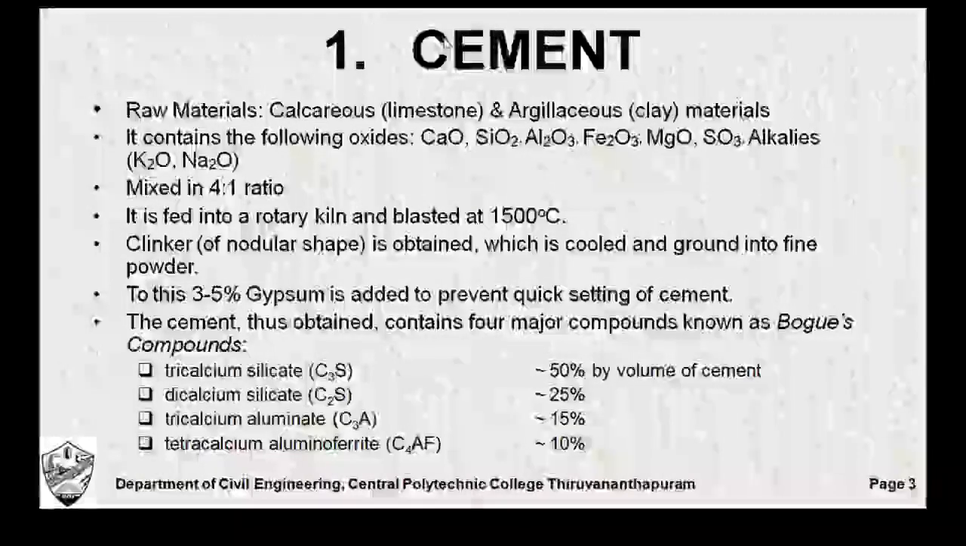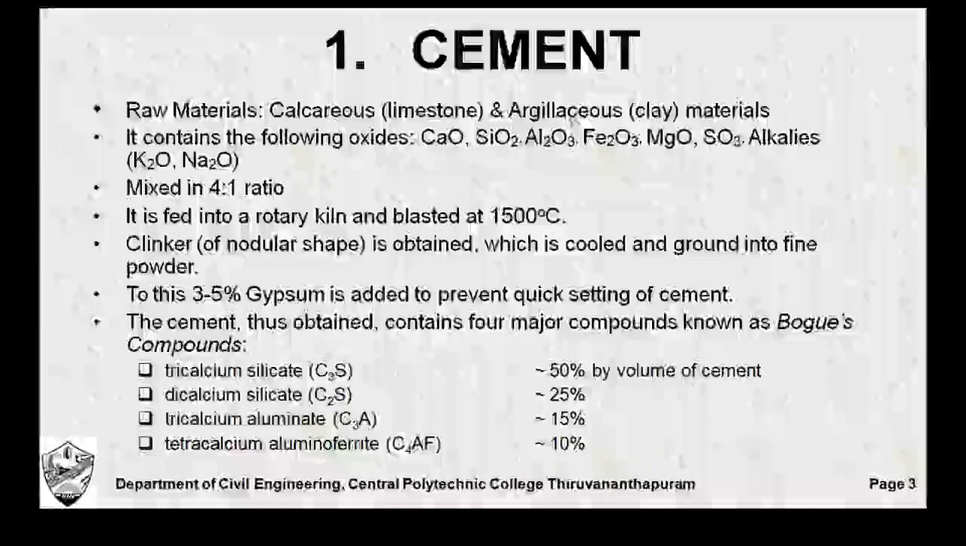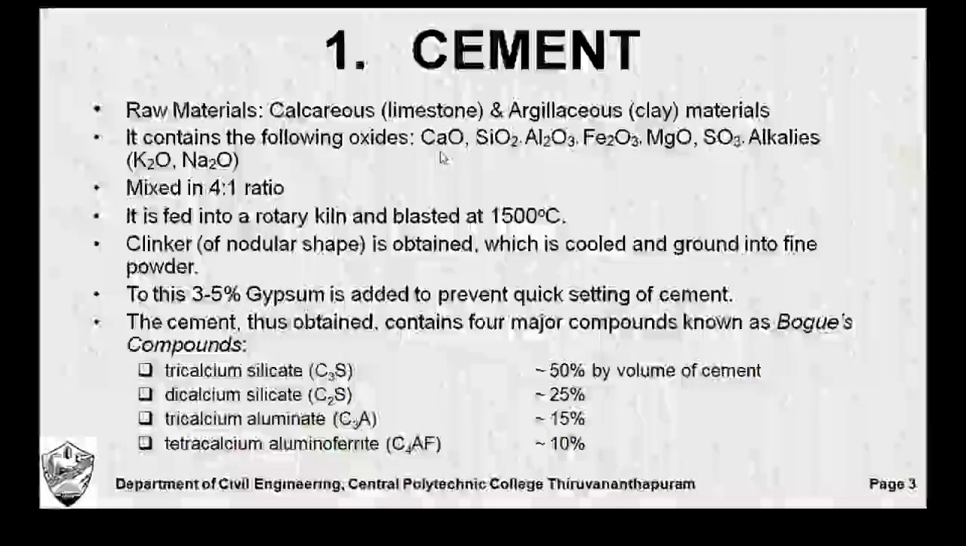First, cement. Cement is prepared with the help of these raw materials: calcareous and argillaceous materials. Calcareous materials are those materials which contain limestone. Argillaceous materials are those materials which contain clay. Both these materials have the following oxides: calcium oxide, silicon dioxide, aluminum oxide, iron oxide, magnesium oxide, sulfur trioxide, and alkalis, which are also oxides: potassium oxide and sodium oxide.